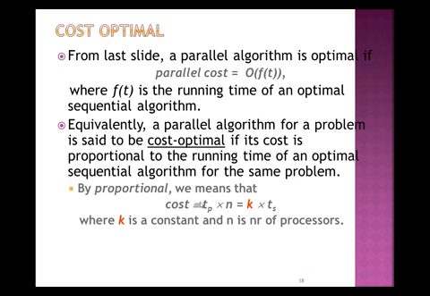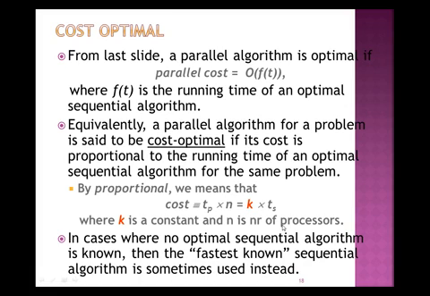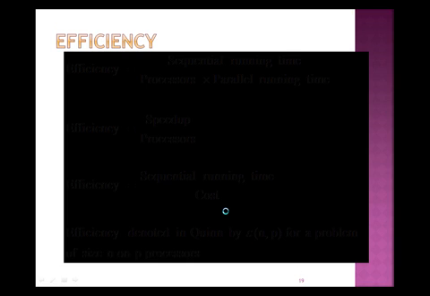This is the parallel cost, how we calculate it, where TS is the running time of an optimal sequential algorithm. By proportional, we mean that cost equals TP multiplied by N equals K times TS, where K is a constant and N is the number of processors. I'll give you an example. The fastest known sequential algorithm is sometimes used instead.